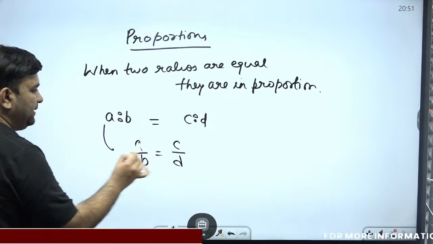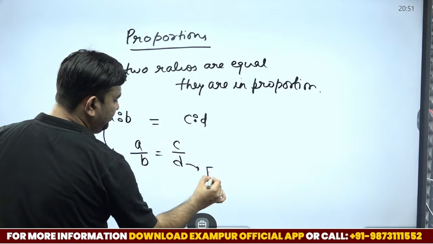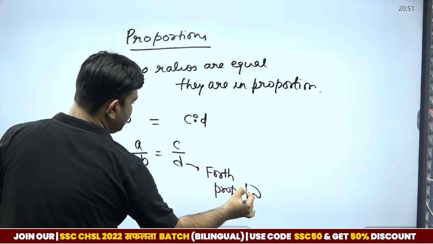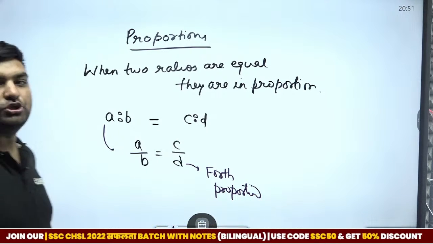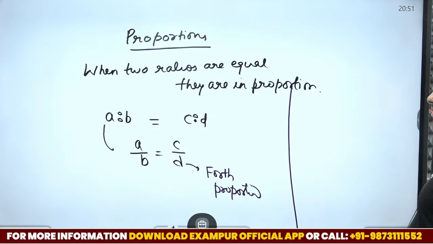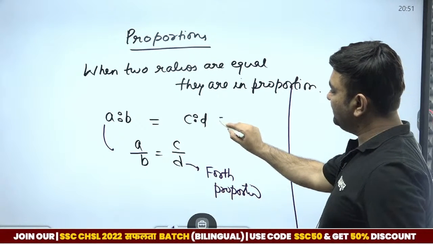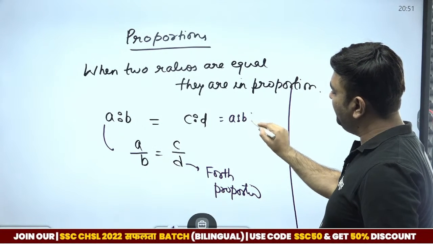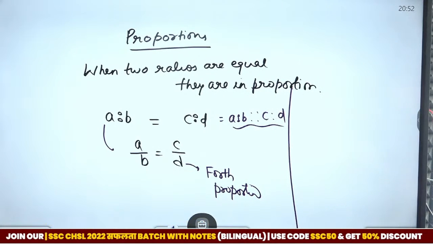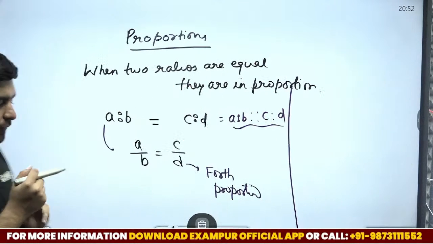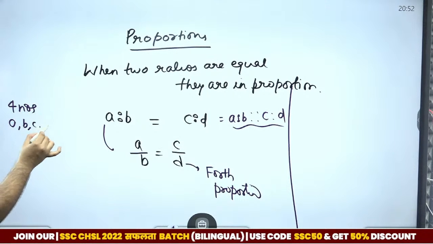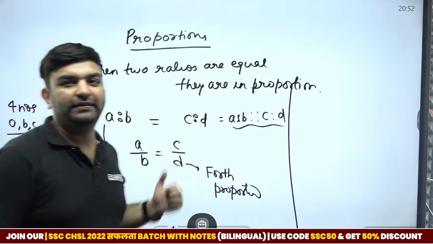Because A ratio B is A by B, C ratio D is C by D. Here D is called the fourth proportional. The sign of proportionality is A ratio B double ratio C ratio D. This is the proportionality for four numbers A, B, C, D. This is the desi way of saying.